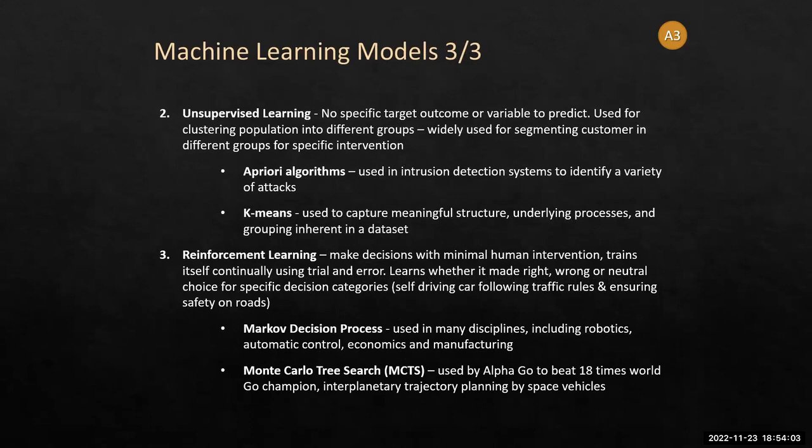So the next slide is unsupervised learning. There's no specific target outcome or variable to predict. Supervised learning is you put in A, you need to know the value of B, right? This is, you don't specify what you want. You use it to find out patterns. So Apriori algorithms are used in intrusion detection to identify a variety of attacks. K-means is used to capture meaningful structure, underlying process, and groups inherent in the data set.